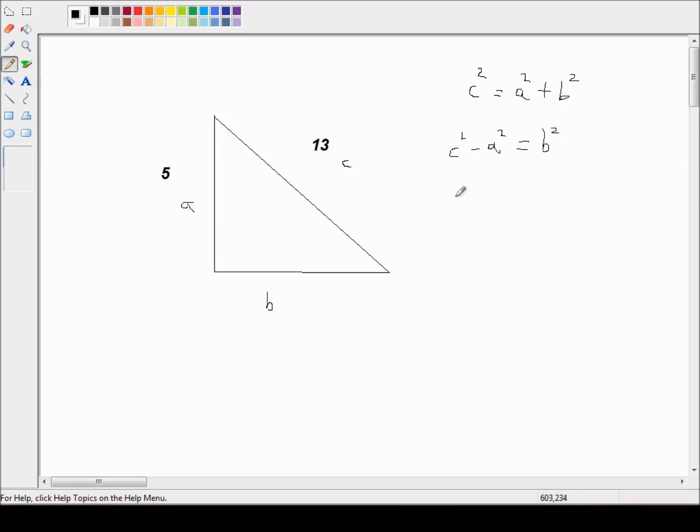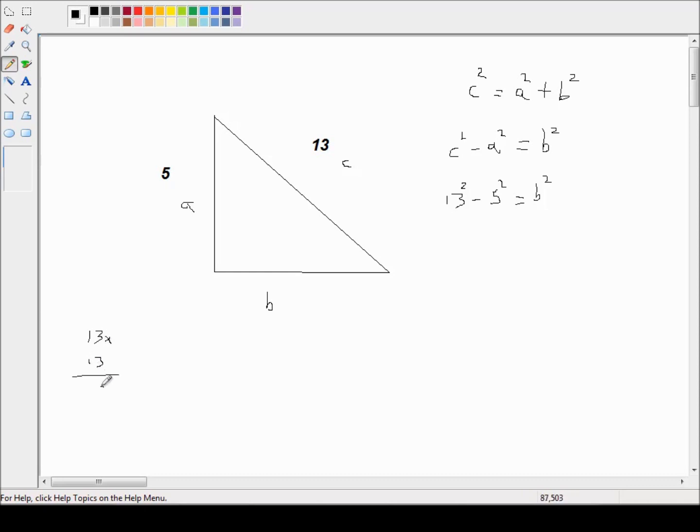So C squared is 13 squared, A squared is 5 squared, and that's equal to B squared. Well, 13 squared is 13 times 13, which I happen to know is 169, but I'm going to pretend I don't.